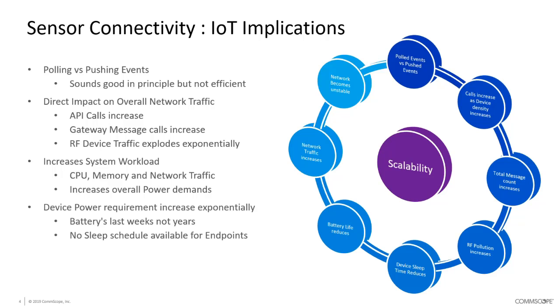Then we have to think about the battery requirement itself. The more events that are going on within our network, the more direct the impact on our battery life, which could bring it down from years to weeks of endpoint capability. You also need to think about the sleep schedules on some of these devices.